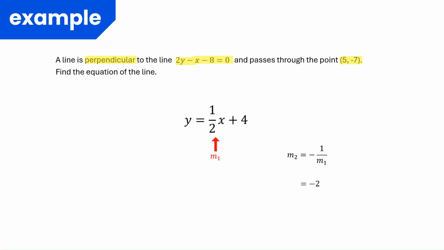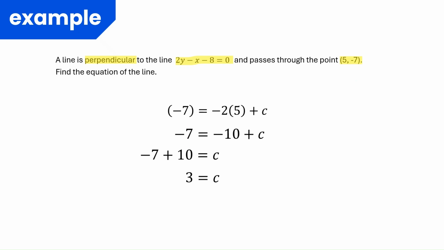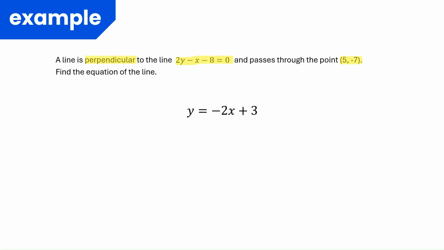So now we know the gradient of our perpendicular line. We need to finish off by working out the y-intercept, c. How can we work this out? Well, we've been given a coordinate that this line crosses, 5, minus 7. We can plug these numbers in and rearrange to find that c equals 3. So we've worked out the final piece of our puzzle. We have our final straight line equation, which is y equals minus 2x plus 3.